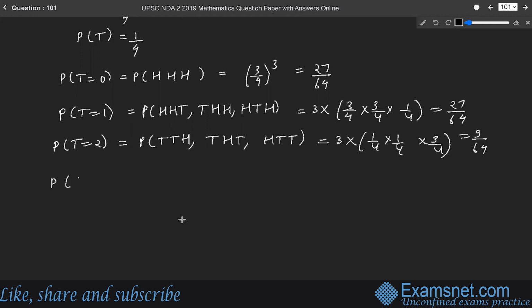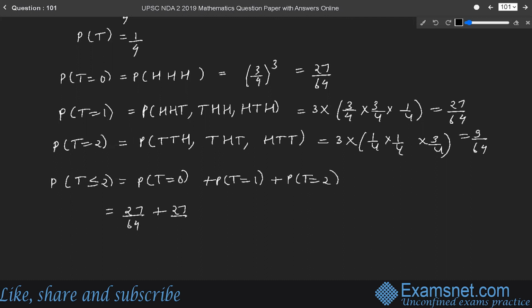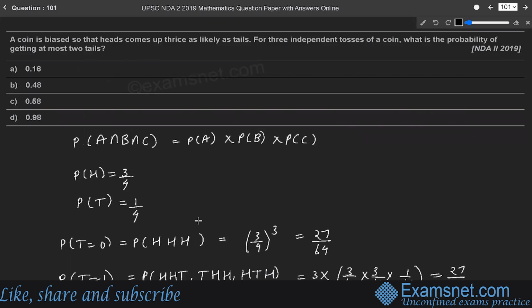Therefore, P of t less than or equal to 2 will be P of t is equal to 0 plus P of t is equal to 1 plus P of t is equal to 2. So this will be equal to 27 upon 64 plus 27 upon 64 plus 9 upon 64, which is equal to 63 upon 64, and approximately it will be equal to 0.98. Therefore, we can say that the correct option for this question is option number D here.